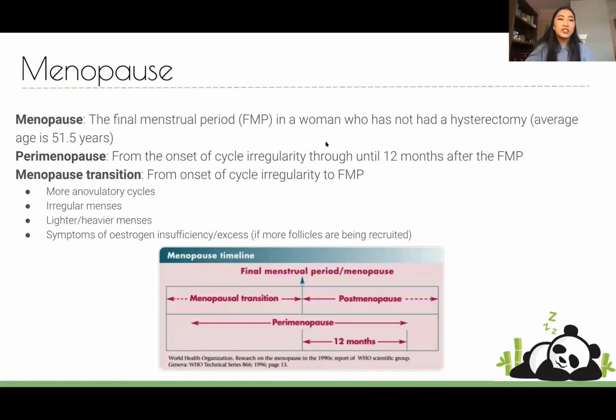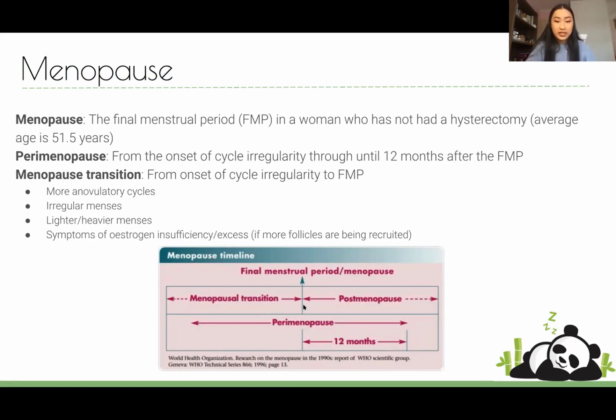Menopause. Menopause is not really a pathology because it's normal, but it causes unpleasant symptoms. So we've grouped it in here. The term menopause gets thrown around a lot, but it does actually have a very specific meaning. It specifically refers to the final menstrual period. So the last period that a woman has, obviously if they've not had a hysterectomy, that would be very different. The average age of menopause is 51.5 years.